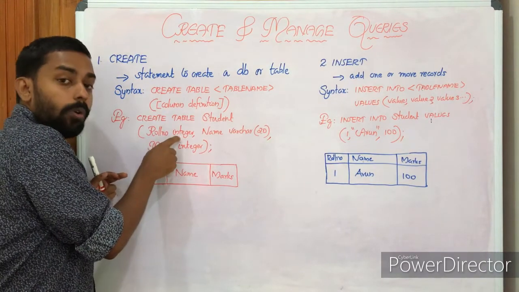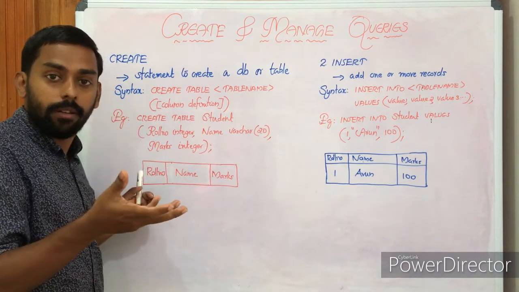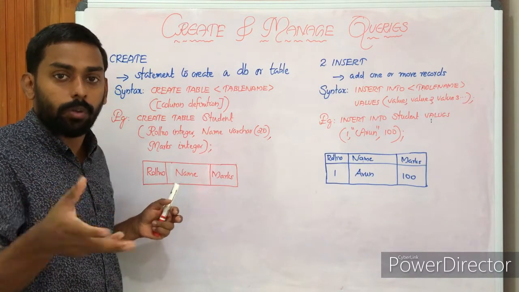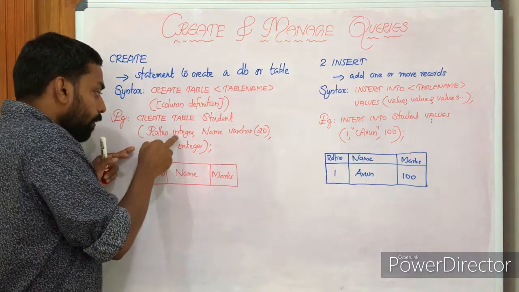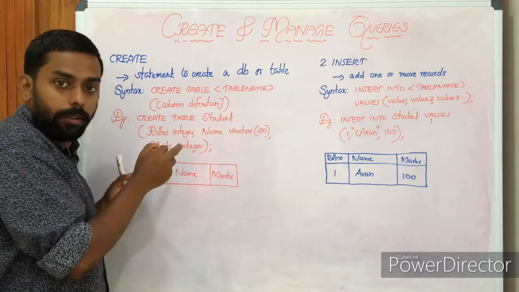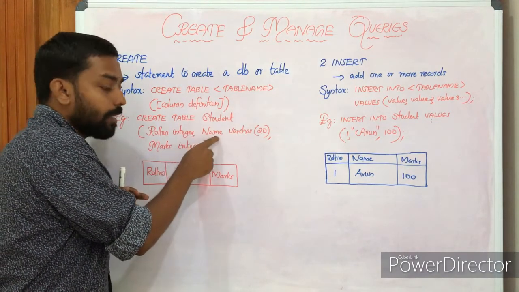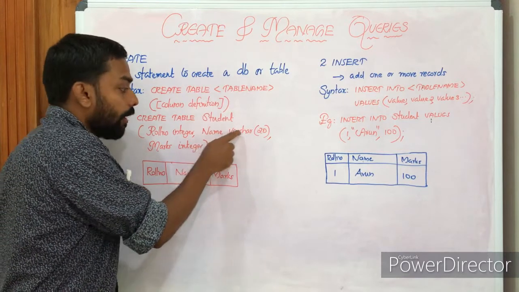And we are going to store what kind of data? Integer data. We know that roll number will be an integer value: 1, 2, 3, 4, right? So the data type of roll number is integer. Comma, it's separated using comma. Our second column is name, and the data type of name is varchar.